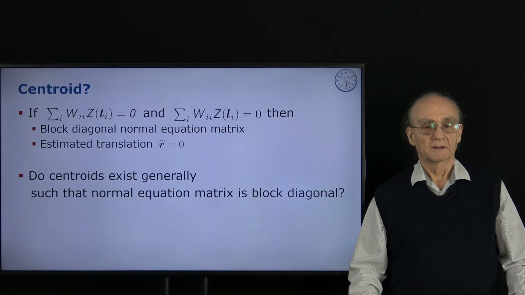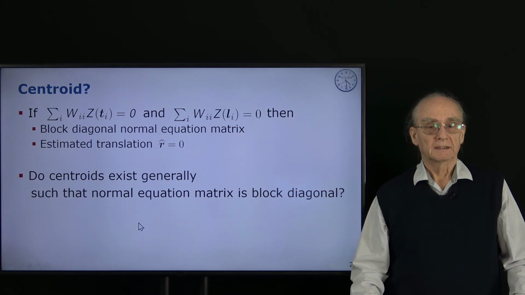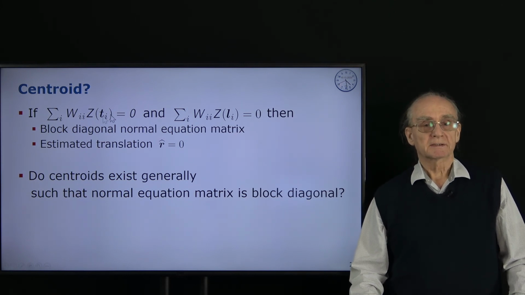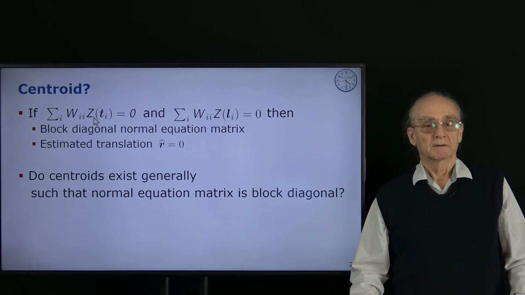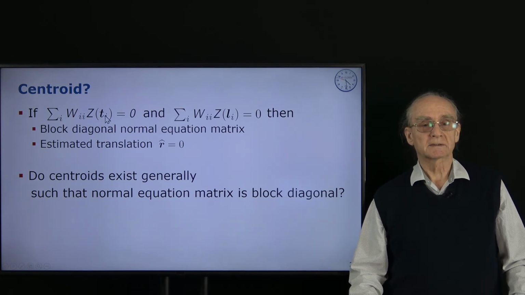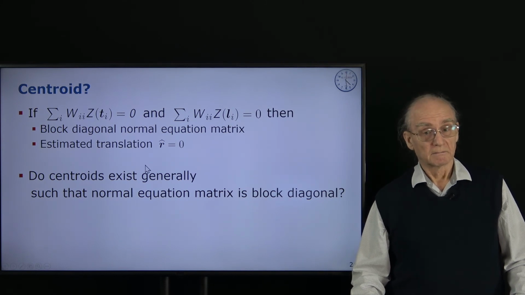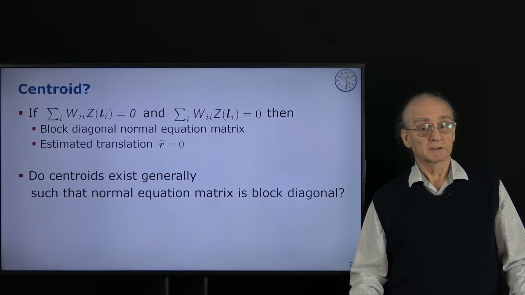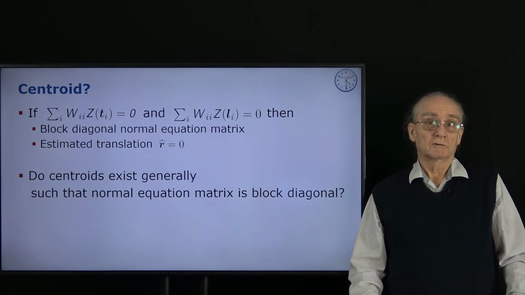Now, there is a problem. The question now is: is it possible that we can choose centered coordinates Ti such that the weighted sum of this expression is 0? Is it possible? Do centroids really exist such that the normal equation matrix is block diagonal? Intuitively, one would say it should be possible.